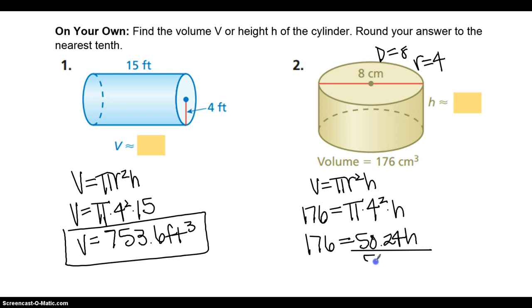And then to solve for h, you have to divide both sides by 50.24. And you get h is equal to, maybe I did something wrong. Or I didn't. You have to round this answer to the nearest tenth. So in my calculator, I got 3.503184, and so on. So this is approximately 3.5, and my unit is centimeters.